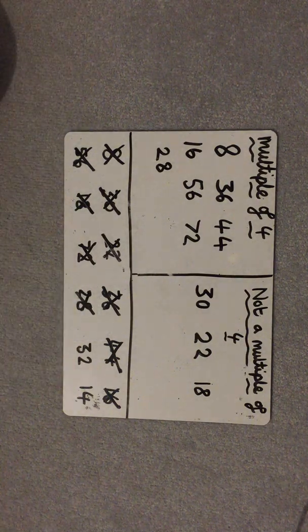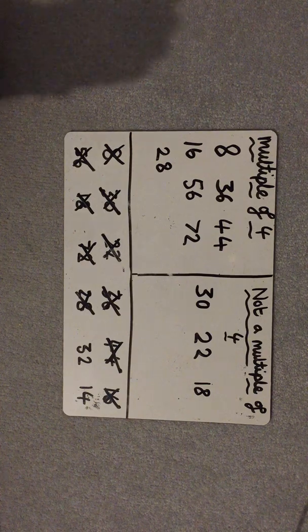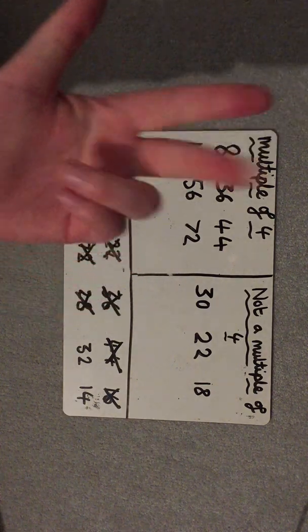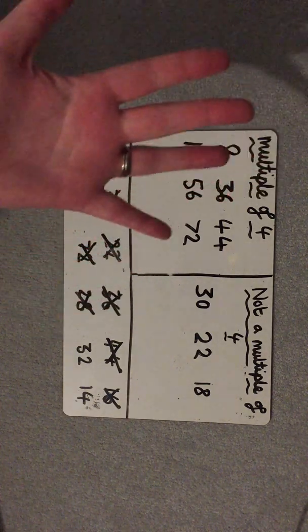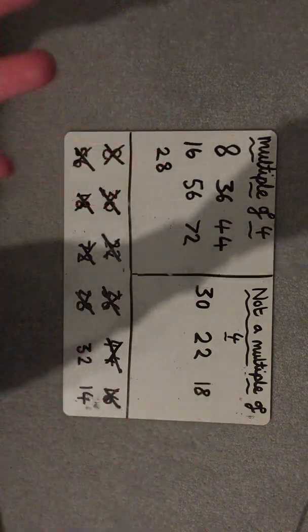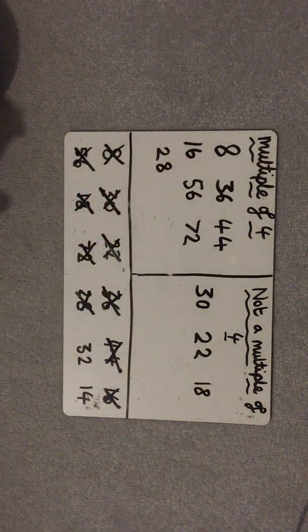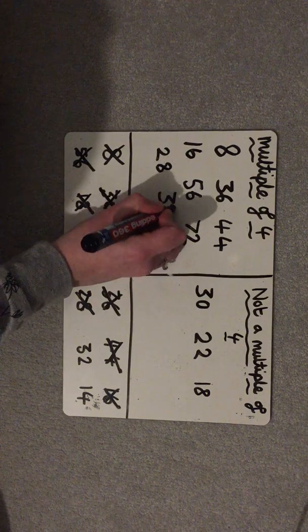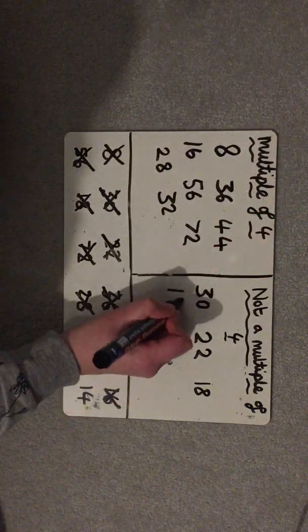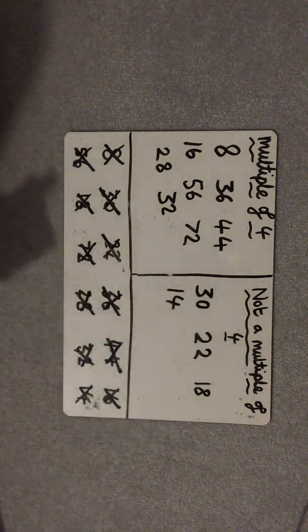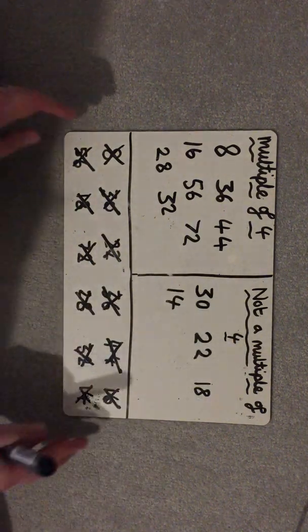32. We counted to 30 last time and that wasn't a multiple. Is 32 a multiple? Let's check. 4, 8, 12, 16, 20, 24, 28, 32, it is. And the last one, 14. Is it a multiple, yes or no? No. Give yourself a tick for the ones that you have got correct. Well done on practicing that with me.